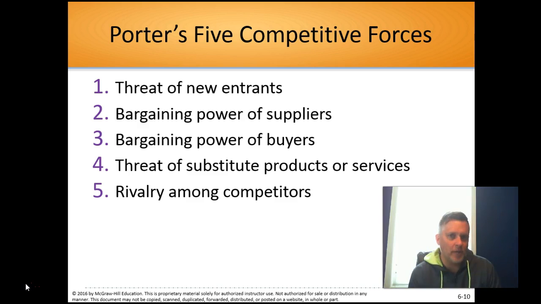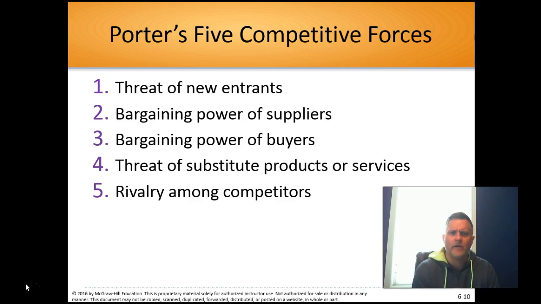Buyers can't negotiate a price with Apple, and very little times will Apple lower their prices. So the bargaining power of the buyer is very low in terms of Apple computing. The auto industry, car dealerships, the power of the buyer is very high.